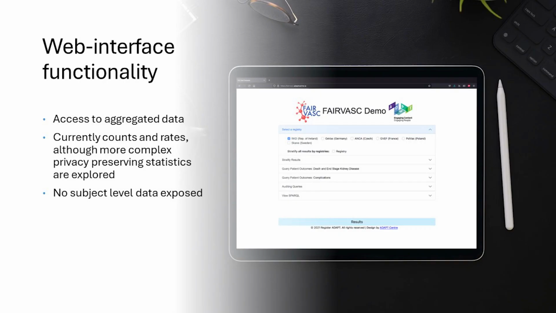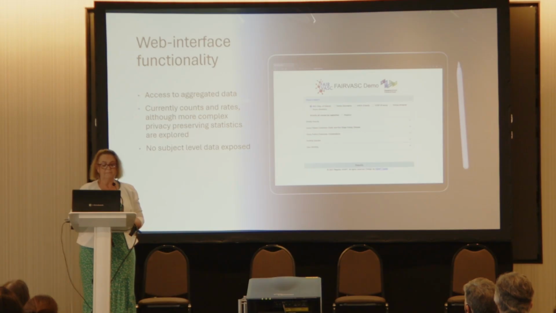So this is what the web interface looks like. I agree, it's very hard to see it. But basically, this interface gives us access to aggregated data. It currently counts and rates, though more complex privacy-preserving statistics are explored, and there is no subject level data exposed. There is no personal data exposed.